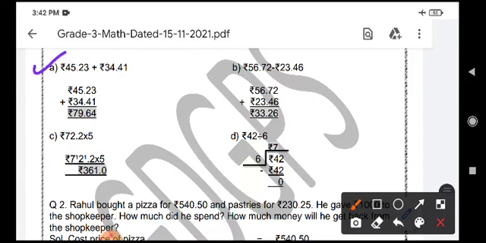How did we do that? You were given 45 rupees 23 paise and 34 rupees 41 paise. You are going to add them. How do we do the addition? First we have to arrange these one below the other in such a way that the paise are in one column and the rupees are one below the other. Then you have to start your addition from the paise column. 3 plus 1 is 4, 2 plus 4 is 6, 5 plus 4 is 9 and 4 plus 3 is 7, and you should put the dot in between. This is a very important step. So it means 79 rupees 64 paise is the sum.